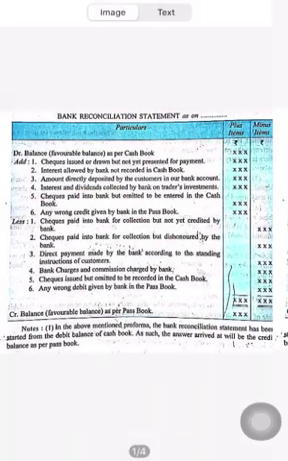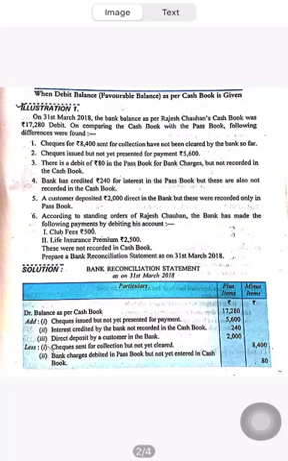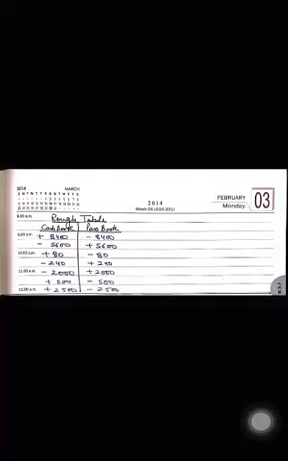Okay, so let's read illustration number 1. On 31st March 2018, the bank balance as per Rajesh Chauhan's cash book was 70,280 debit, meaning debit balance as per cash book. Okay, so there are 6 entries. Check for 8,400 sent for collection has not been cleared by the bank so far. Check issued but not presented for payment, etc. So before starting this question, I will directly move towards a rough table.